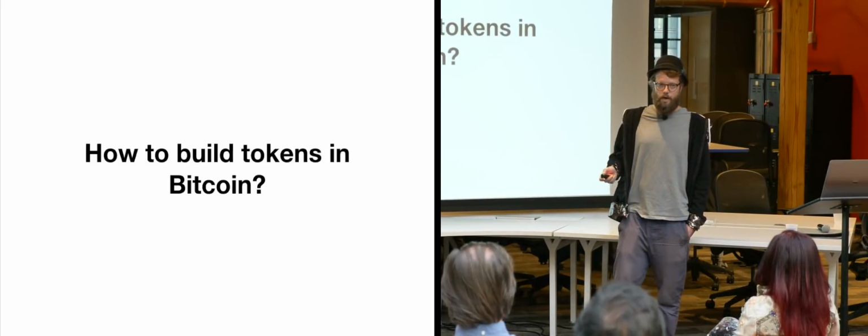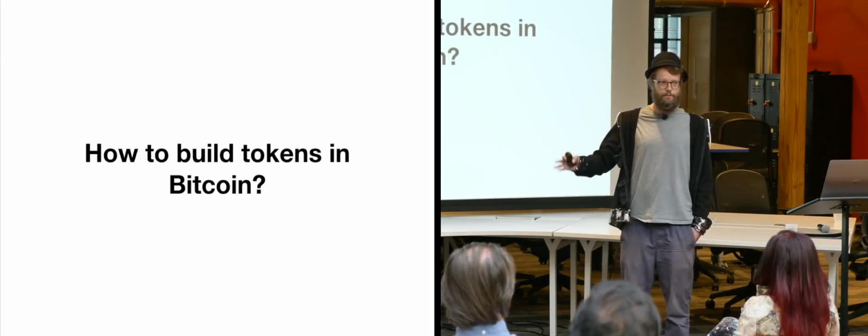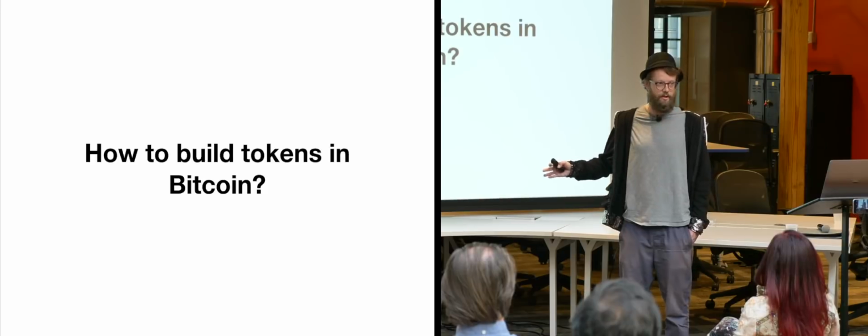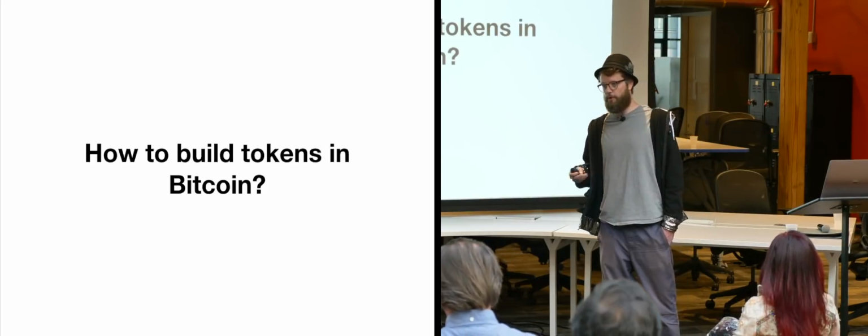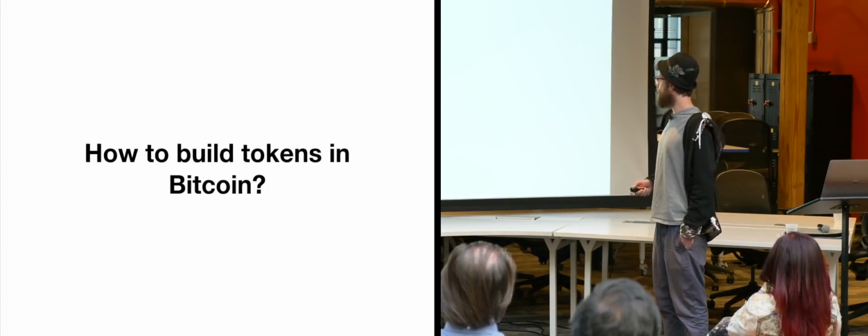Okay, so now how are tokens built today? I'm going to try to give a very general explanation of how most token standards work on Bitcoin today. There are many different competing standards, but most of them actually rely on pretty much the same principles. So how could we do something like this in Bitcoin?